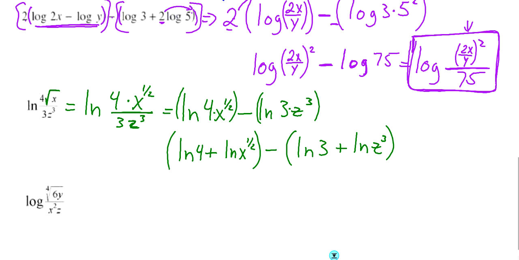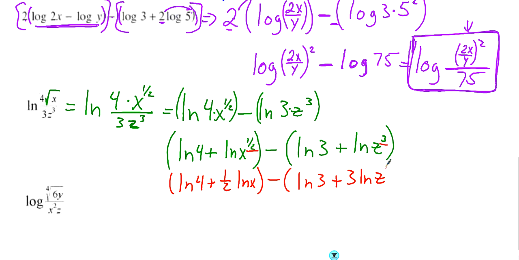And now we can use the power property to move the 1/2 and the 3. So our final answer will be the natural log of 4 plus 1/2 ln x minus the natural log of 3 plus 3 ln z. And that is our expanded form.